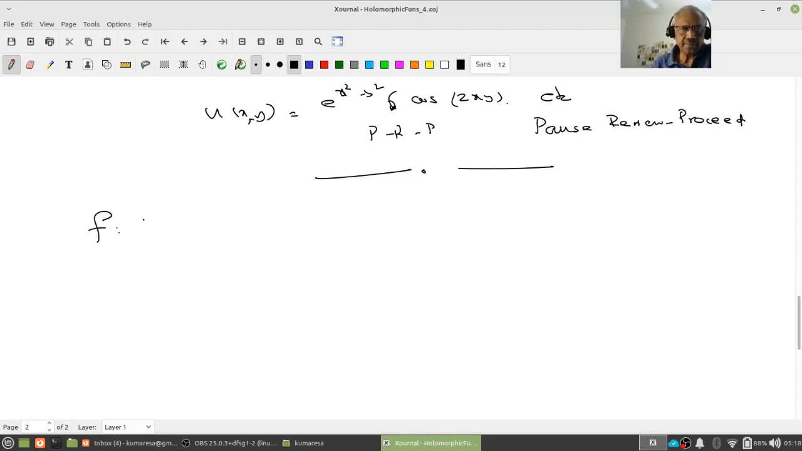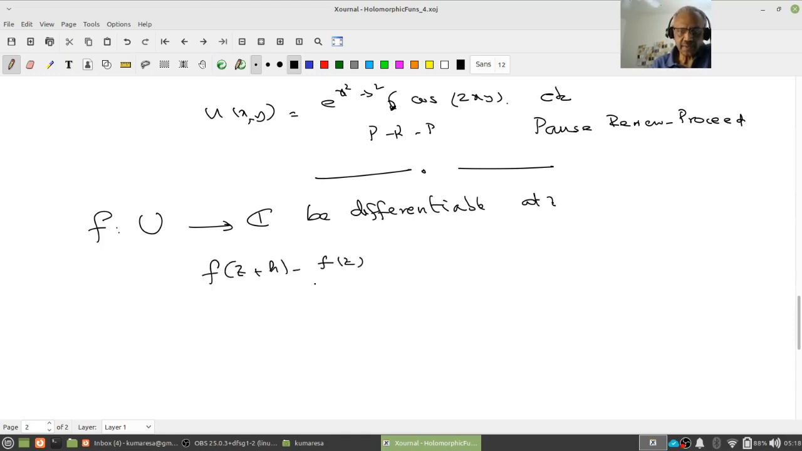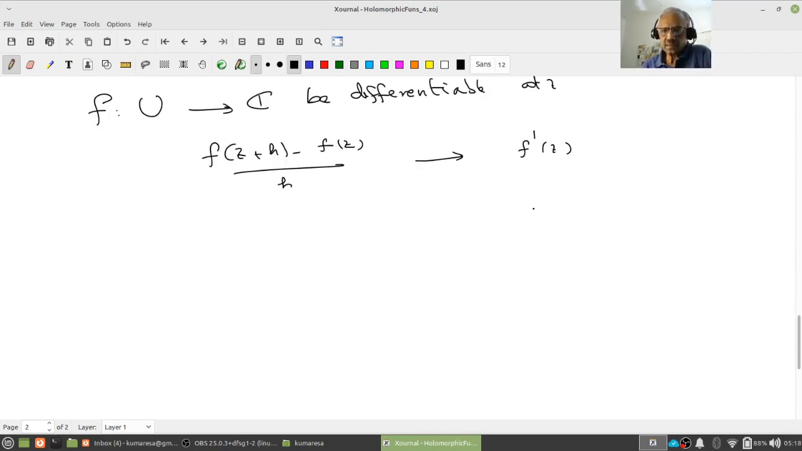Now let f from U to C be differentiable. So what is the definition? Let's say at z. Okay. Therefore, the definition is f of z plus h minus f of z by h converges to some f dash of z. Right. Now let's look at z here. Right. This is my z.